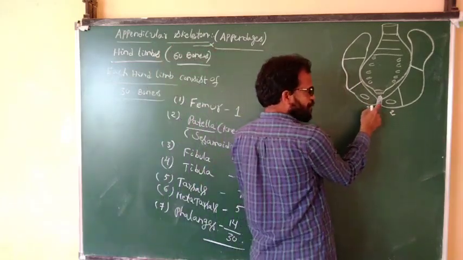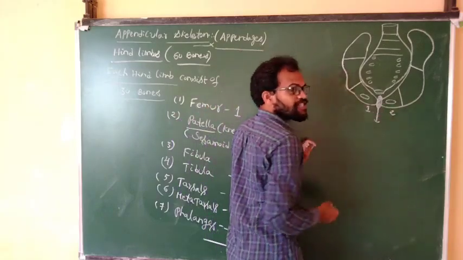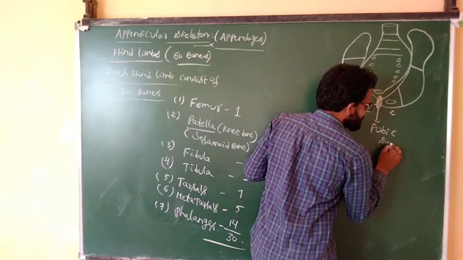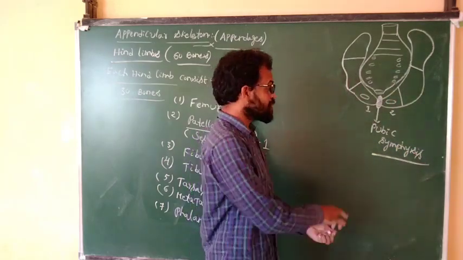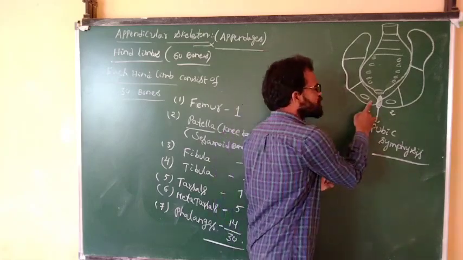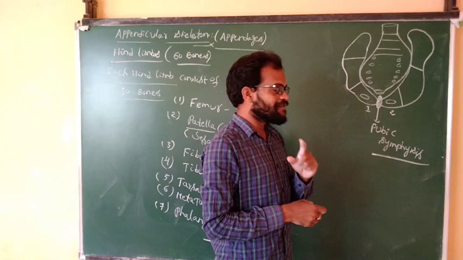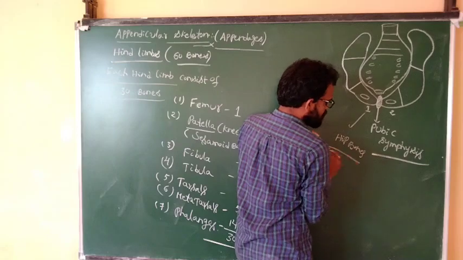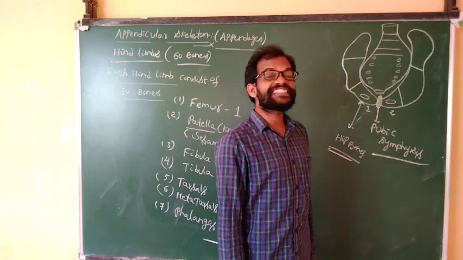Both the pelvic girdles are joined with the pubic symphysis. This pubic symphysis is a cartilage, the hardest cartilage, joining the two pelvic girdles. The two pelvic girdles are nothing but hip bones, and the hip bones are joined with the help of the pubic symphysis.